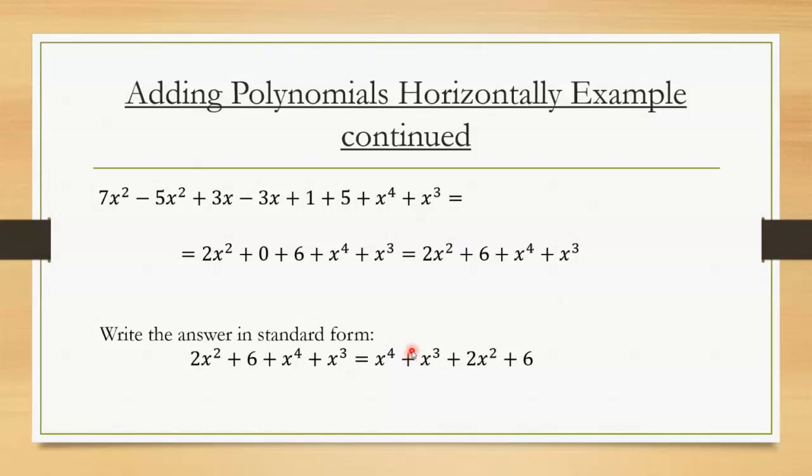To right, the exponents of x are decreasing. So I just wrote it in standard form. And notice we have a polynomial here of degree 4. The leading coefficient's 1. This is actually the leading term, x to the 4. The constant term is 6.